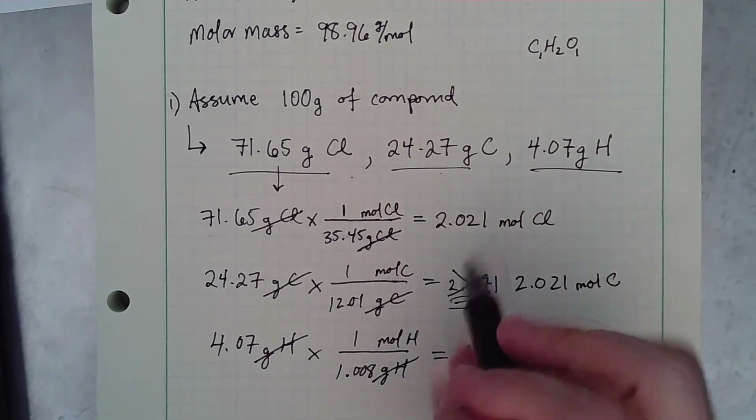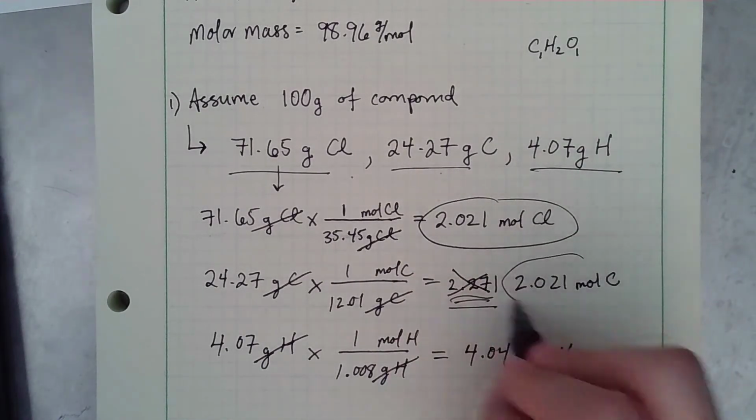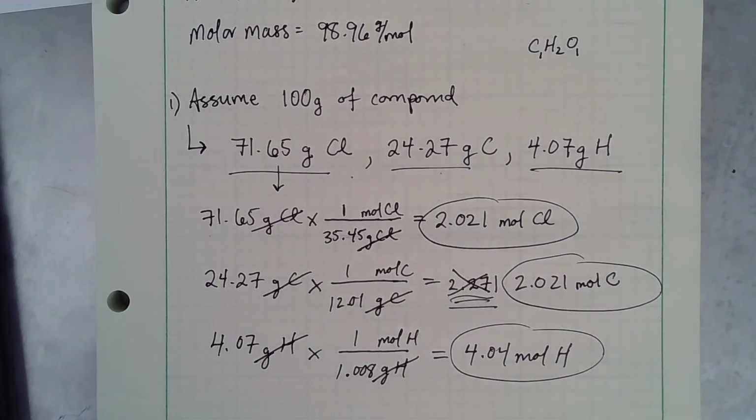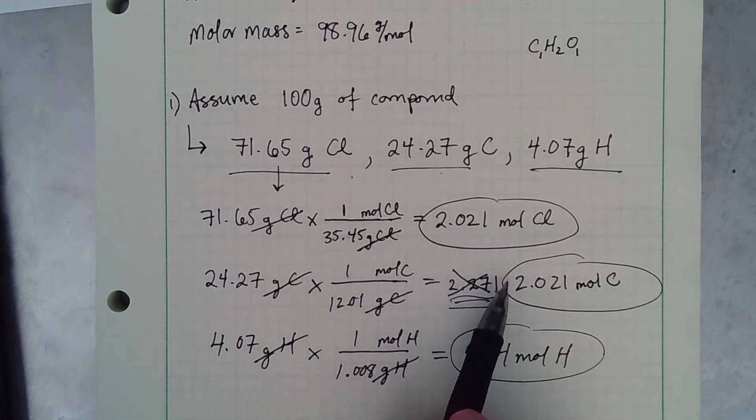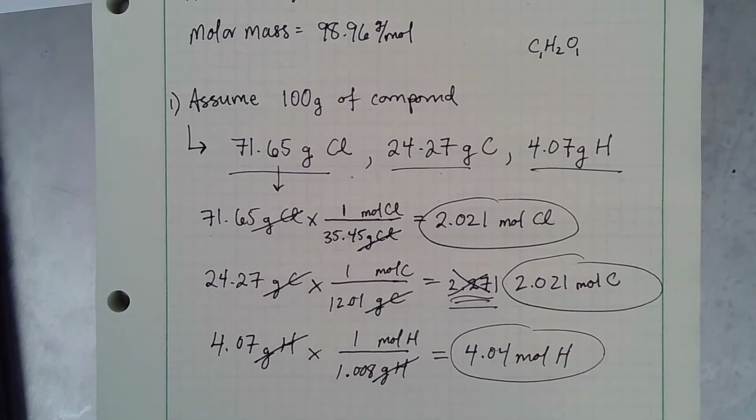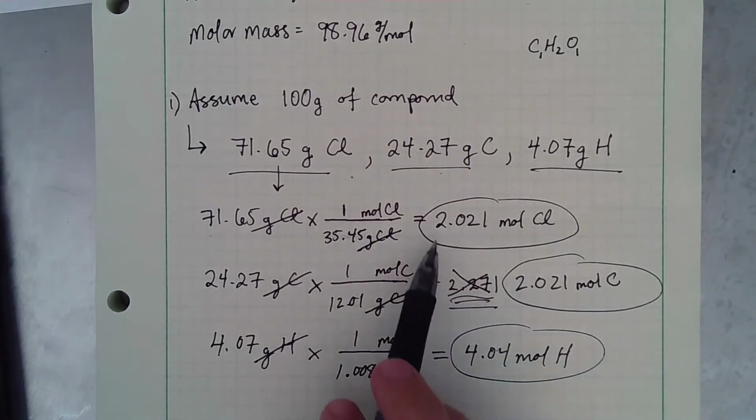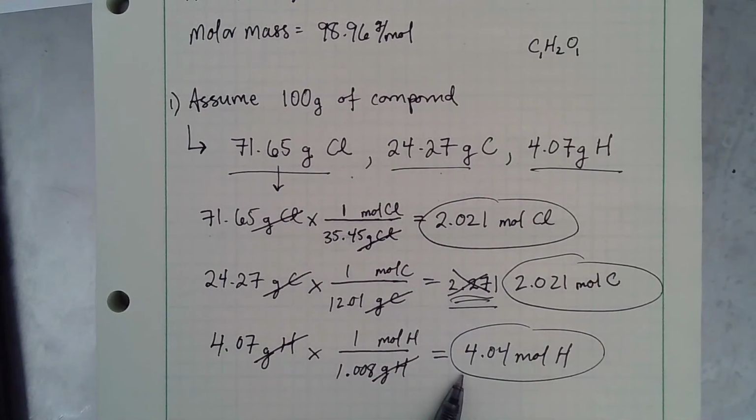Based on this information, what do you think is the lowest whole number ratio of these elements? Is it 2 to 2 to 4? No, because you can divide each of these by 2, and you arrive at 1 to 1 to 2.